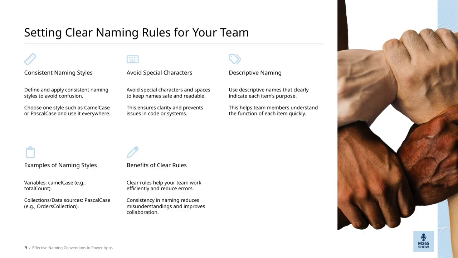Now, let's talk about setting clear naming rules for your team. Having effective naming conventions in Power Apps is essential for smooth collaboration. Clear rules help your team work more efficiently and also reduce errors that can happen when names are inconsistent or unclear. When everyone follows the same naming standards, misunderstandings decrease and teamwork gets a lot easier.